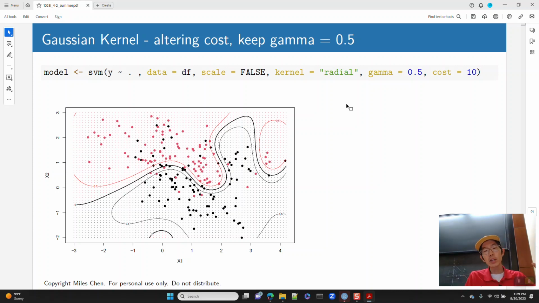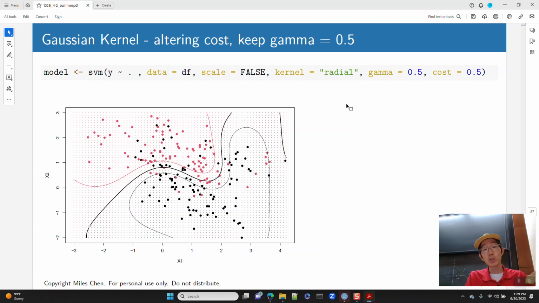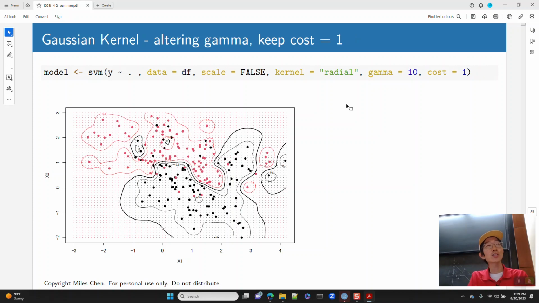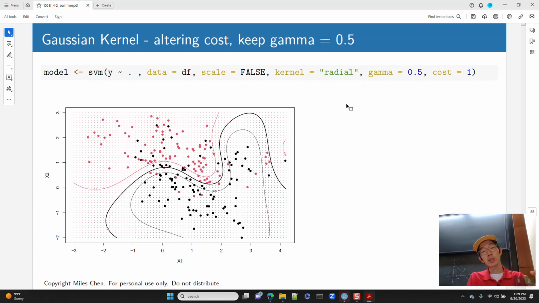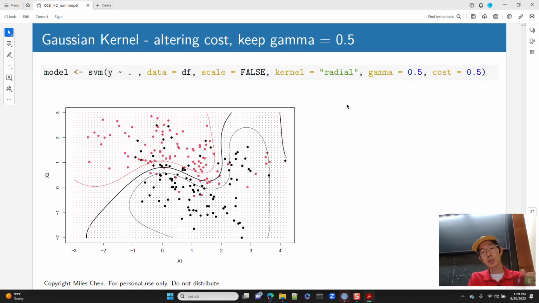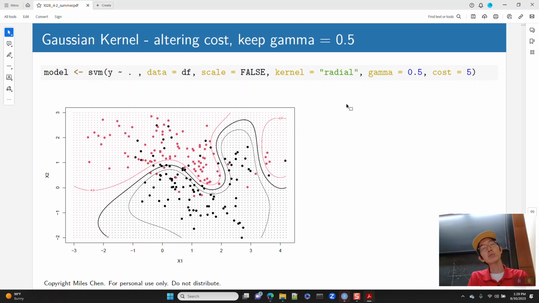Here we obviously have tighter turns than we do back here, but we're not getting turns as crazy or tight as this. This was gamma equal to 10. But here, gamma is stuck at 0.5, and I'm increasing the cost, and basically we're saying we really want to avoid misclassifications as much as possible.